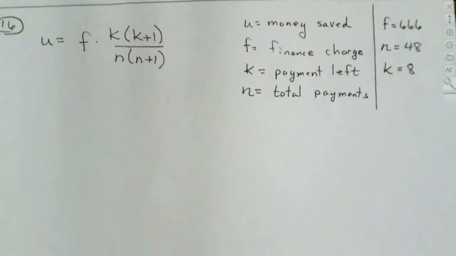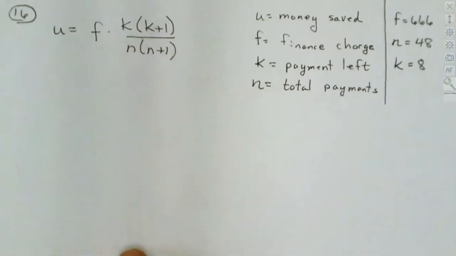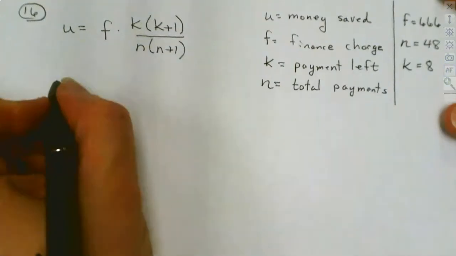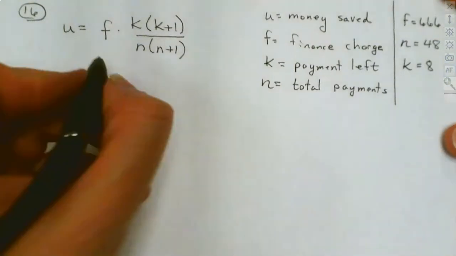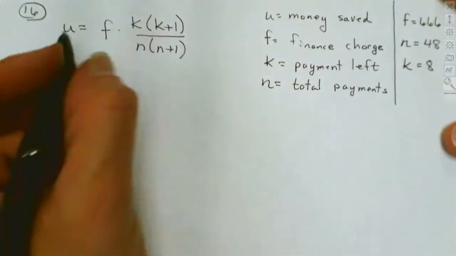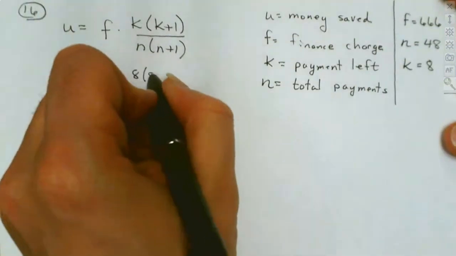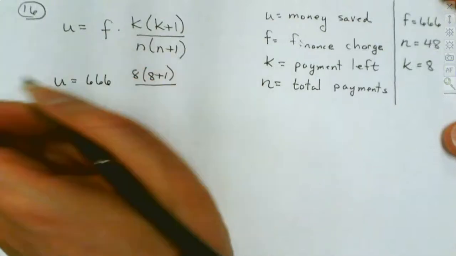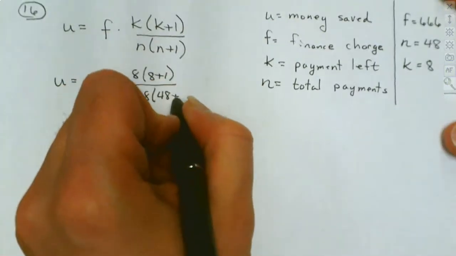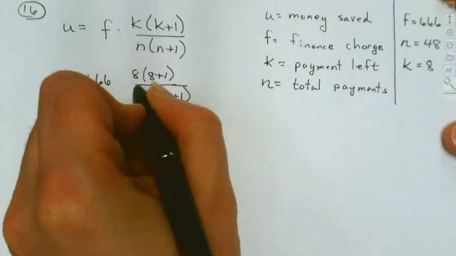So we took this loan out. We've been paying on it for a long time. We've got 8 months left. And let's say we just got our taxes back, so we want to pay off that loan. So we've got 8 months left. And how much money would we save by paying off that loan? Well, we plug our values in. And that's 8 plus 1 in the numerator. And 48 times 48 plus 1 in the denominator.